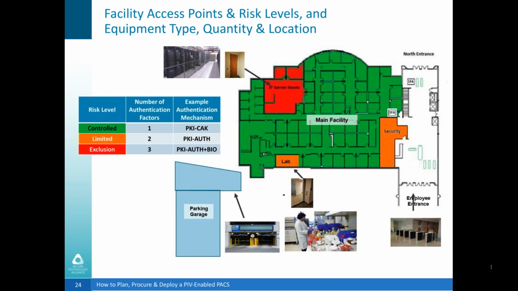This part of the requirements analysis entails assessing the facilities and access entry points. This includes categorizing entry point risk levels and identifying authentication factors and authentication mechanisms with guidance from NIST SP 800-116 and the FICAM roadmap and implementation guidance. Won't go into details on this, but Tony will be touching on this a little bit more in his part of the presentation. Next slide, please.